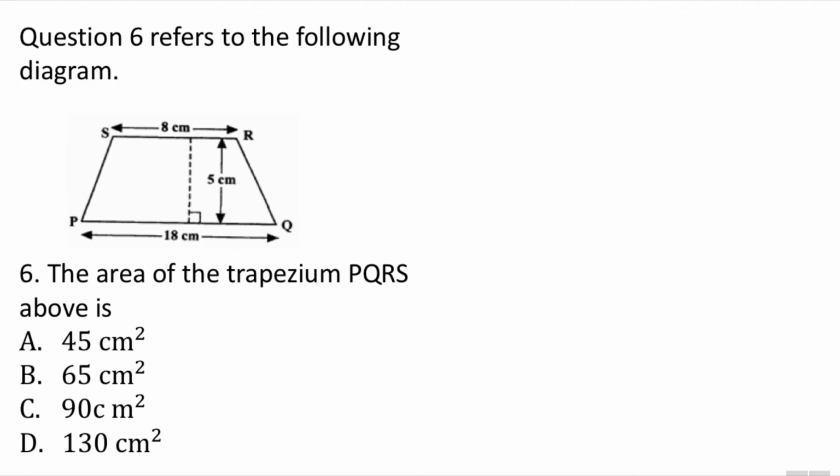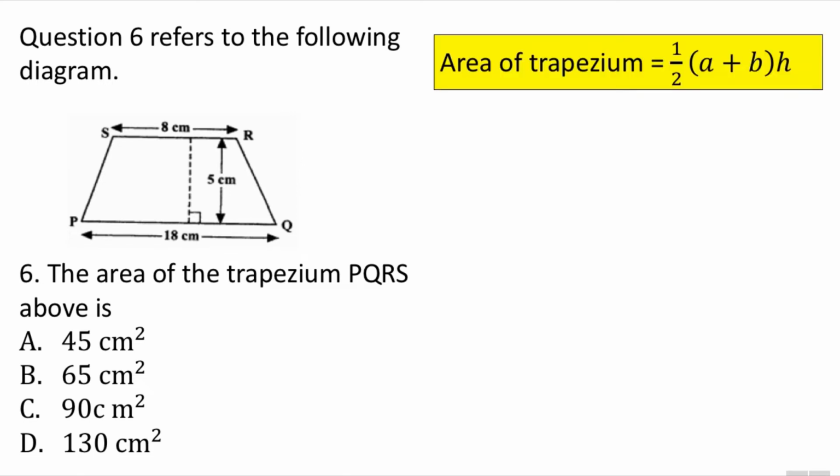So question 6 refers to the following diagram. The area of the trapezium PQRS above is, so again, this is a trapezium, guys, and we're asked to calculate the area. We need to recall how we calculate the area of a trapezium. So the area of a trapezium is equal to half times open bracket A plus B close bracket times height. Okay, so the A and the B, guys, represent the two parallel sides of the trapezium. In this case, SR as well as PQ are parallel to each other, and the H represents the height or the distance between the two parallel sides. Okay, in this case, that's 5 centimeters.